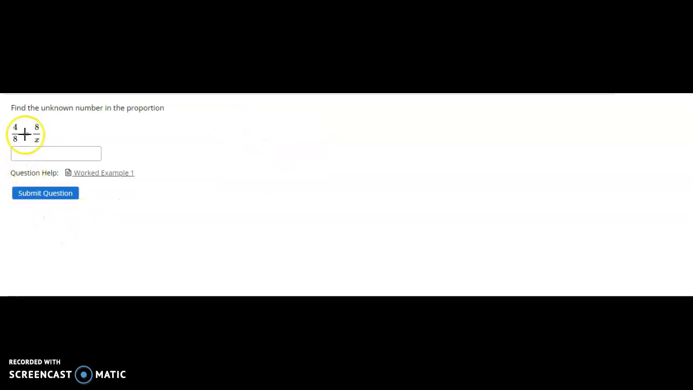Okay, often we use proportions to solve for an unknown variable. So we have these two ratios that we know are equal, and we can use cross multiplying to figure out what this missing variable is. So we do the same thing. We're just going to cross multiply. 4 times x would be 4x equals 8 times 8, which is 64.